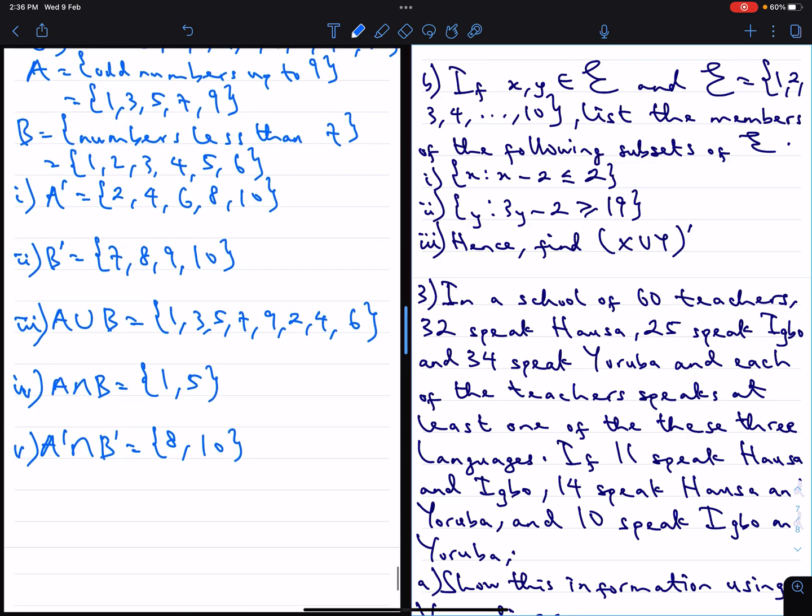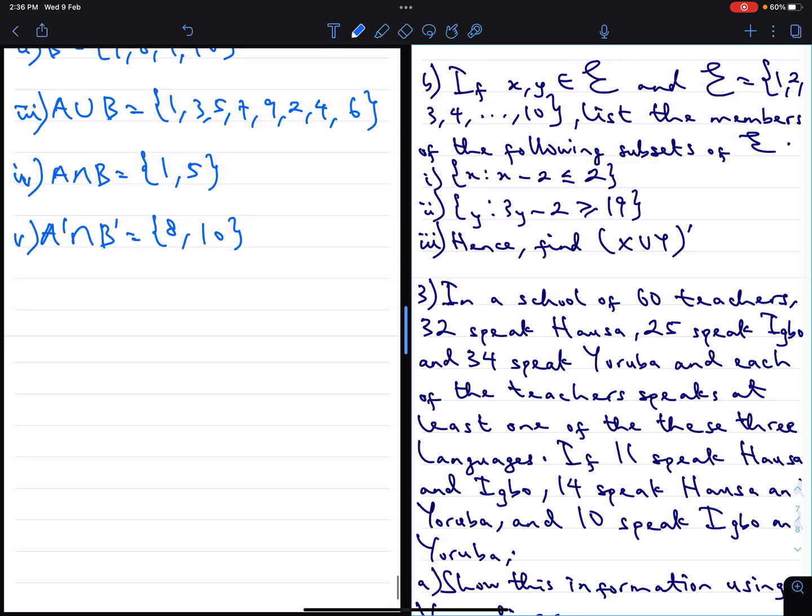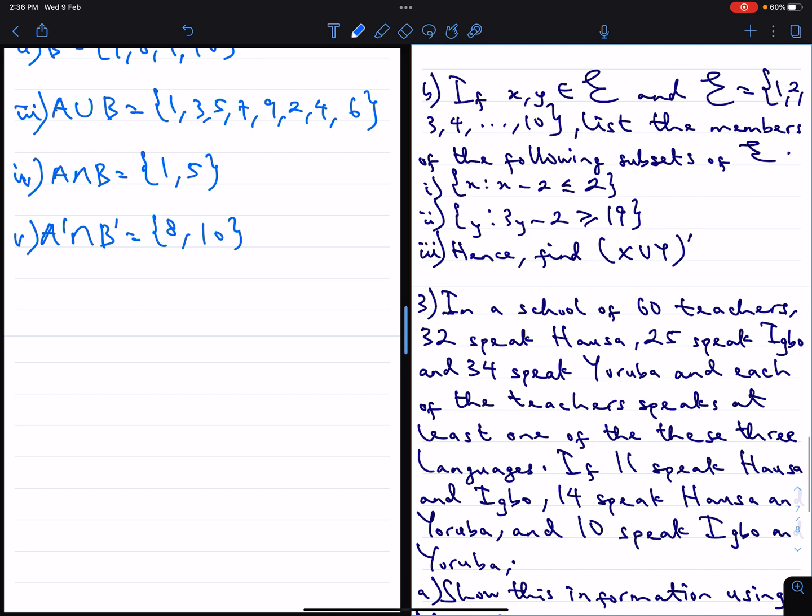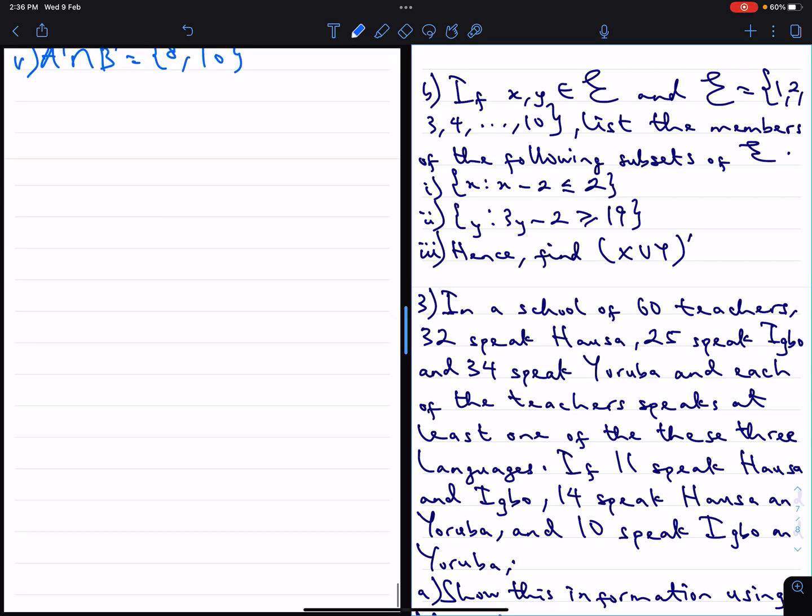That's actually question 2B. If X and Y are members of the universal set E, then the universal set E has elements 1, 2, 3, 4, 5, 6, 7, 8, 9, 10. List the members of the following subset of E. That's the first question.